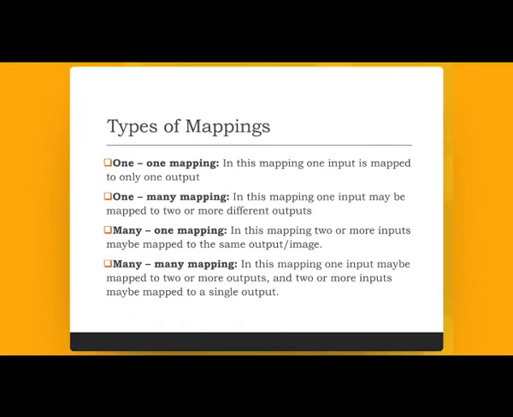Types of mappings. 1-1 mapping. In this mapping, one input is mapped to only one output. 1-many mapping. In this mapping, one input may be mapped to two or more different outputs. Many-1 mapping. In this mapping, two or more inputs may be mapped to the same output. Many-many mapping. In this mapping, one input may be mapped to two or more outputs, and two or more inputs may be mapped to a single output.